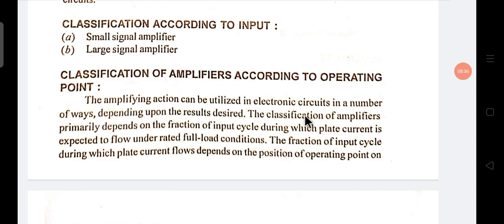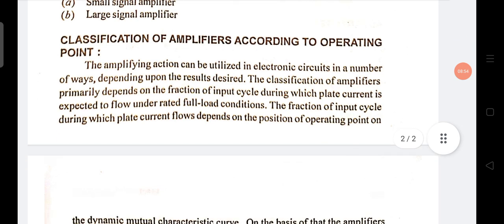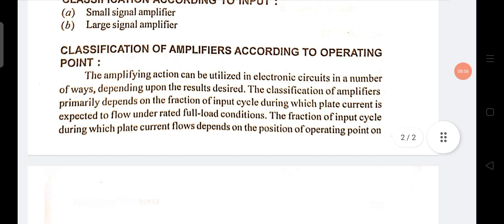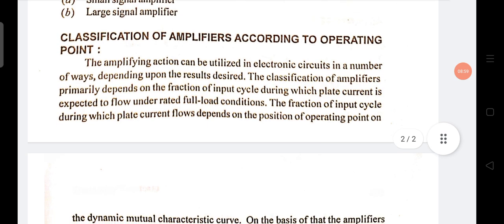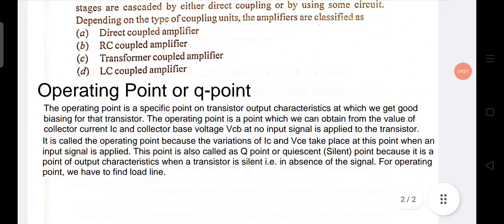The classification of amplifier primarily depends on the fraction of the input cycle during which plate current is expected to flow under rated full load condition. Now, what is the operating point? Let us discuss the operating point, or Q point.